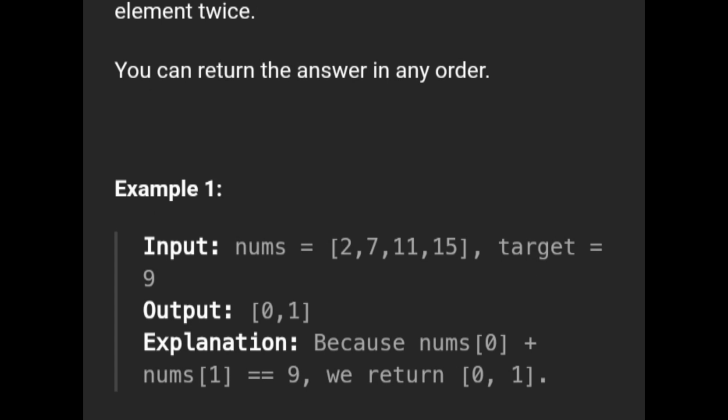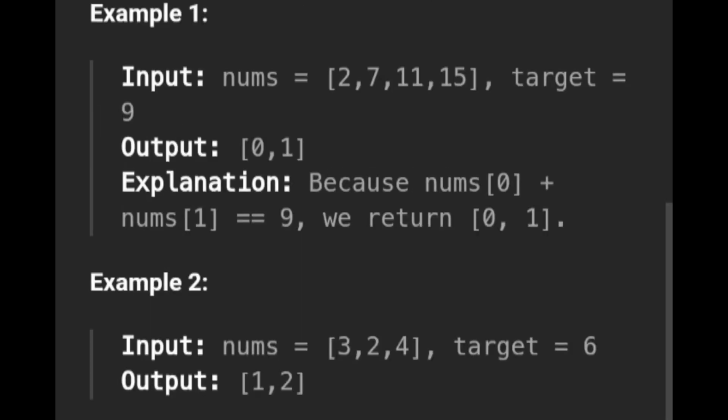For the first test case, we have the nums array equal to 2, 7, 11, and 15, and the target is 9. As you can see, the elements at index 0 and 1 are 2 and 7, which perfectly add up to the target, which is equal to 9. In example 2, we have the nums array as 3, 2, 4, with the target being 6. And as evident, the elements at index 1 and 2, 2 and 4, add up to 6, the target.